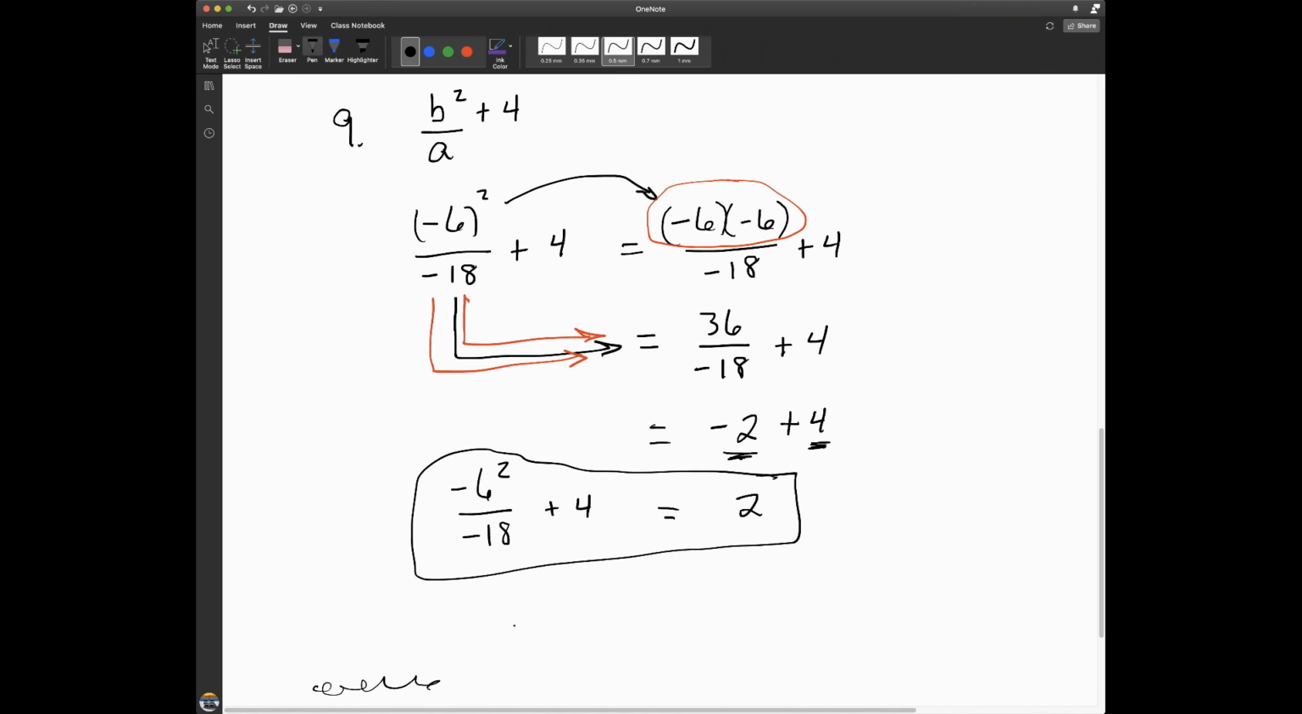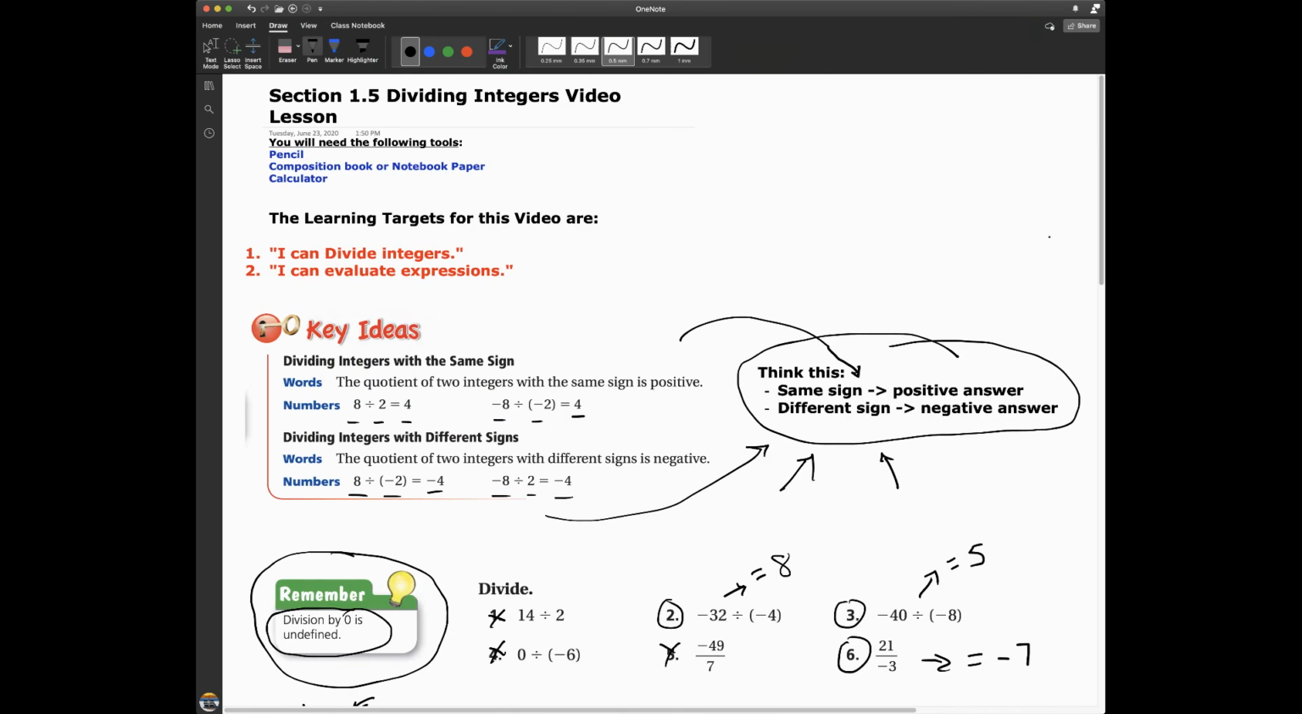All right, so that's all I got for today. Hopefully that was helpful for you. Hopefully now you can go outside and run up and down your streets and neighborhood and say, I can divide integers, and I can evaluate expressions.